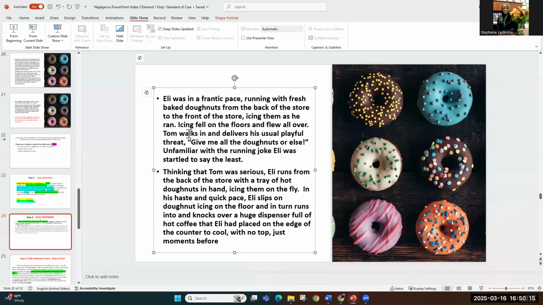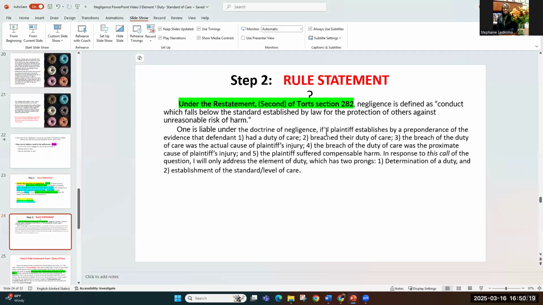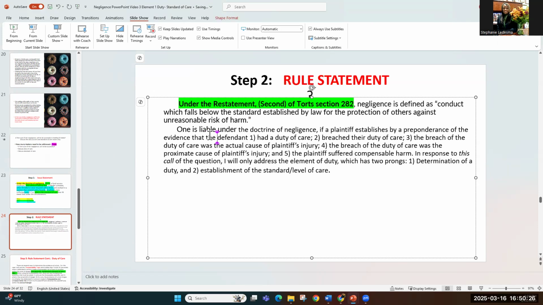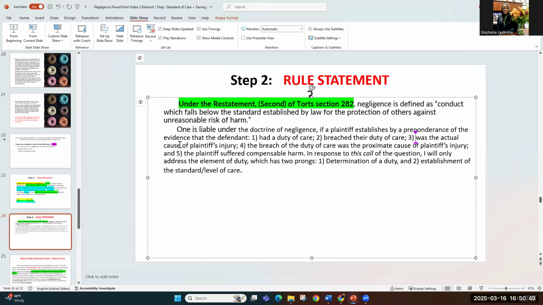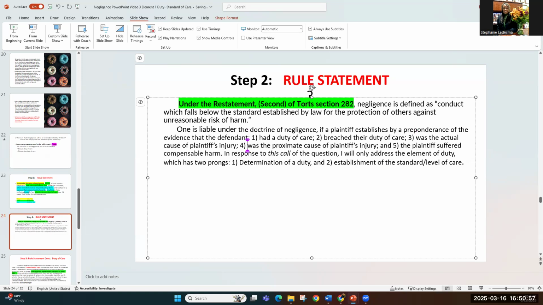Yeah, let's fix that. One is liable under the doctrine of negligence if a plaintiff establishes by a preponderance of the evidence that, let's go ahead and put an article in there, the defendant, let's put a semicolon there, here's my enumeration: 1, had a duty of care, 2, breached their duty of care, 3, was the actual cause of plaintiff's injury, 4, was the proximate cause of plaintiff's injury, and 5, the plaintiff's harm that he suffered was compensable harm.